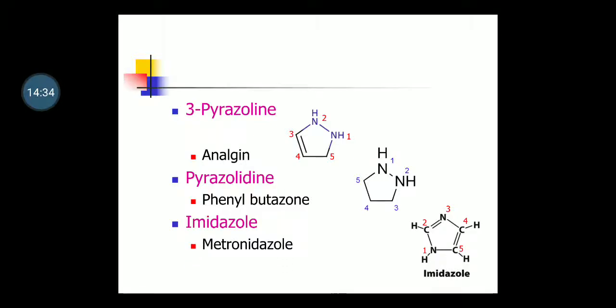For this imidazole, numbering starts from a nitrogen, and the next nitrogen gets the lowest number. We start numbering from the saturated nitrogen, and the next nitrogen gets the third position, so the relative positions are 1 and 3, and the numbering proceeds up to 5. An example of imidazole is metronidazole. Metronidazole is an antiamoebic drug which has this imidazole ring in its structure.